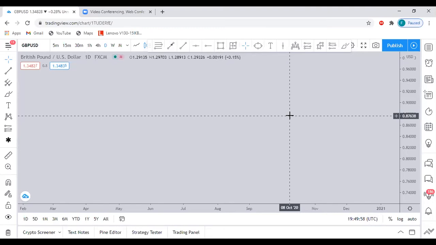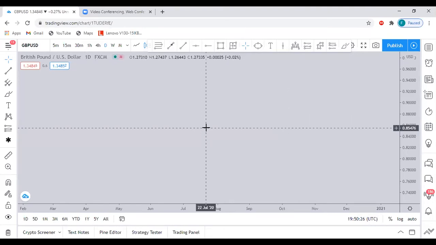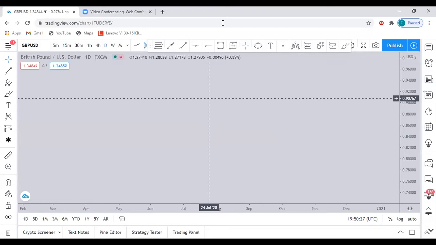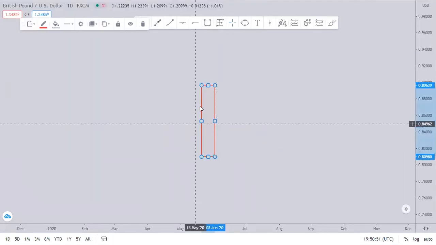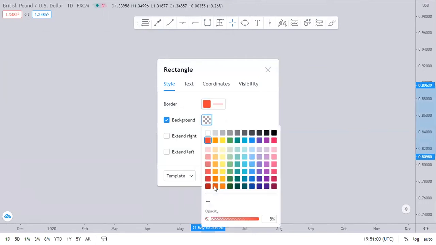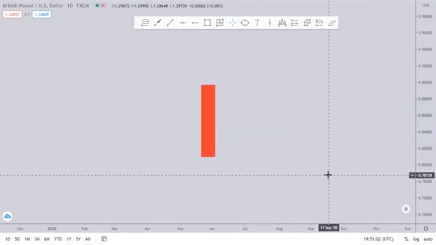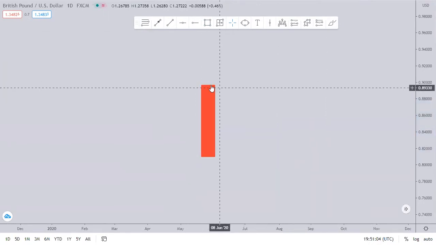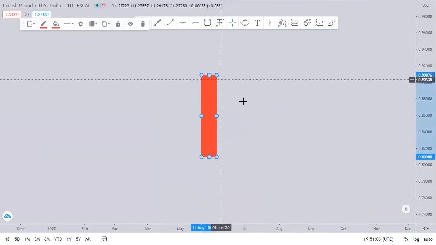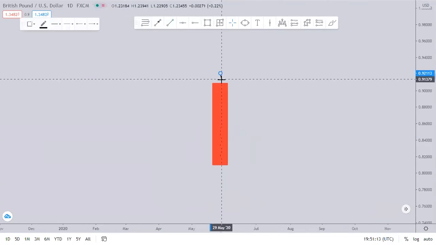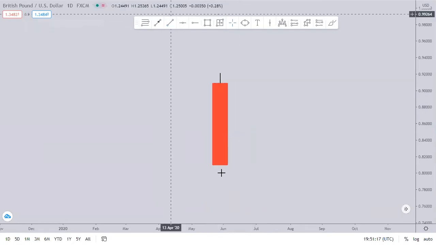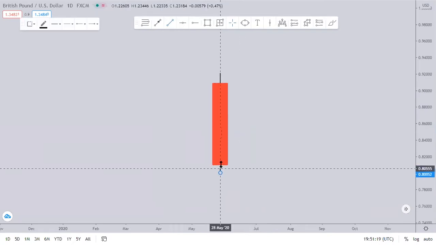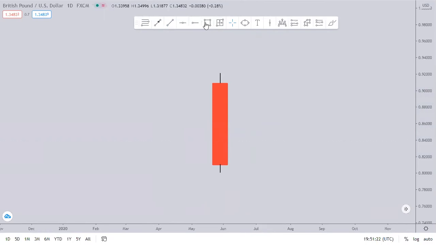Let me see if I can do some illustrations before I show you examples on the live chart. I like doing illustrations because they look practical. Let me change the background. Let me increase opacity. So it looks like a bearish candle. So let's say we have this. This is a wick or a shadow. That is also a wick, aka shadow.